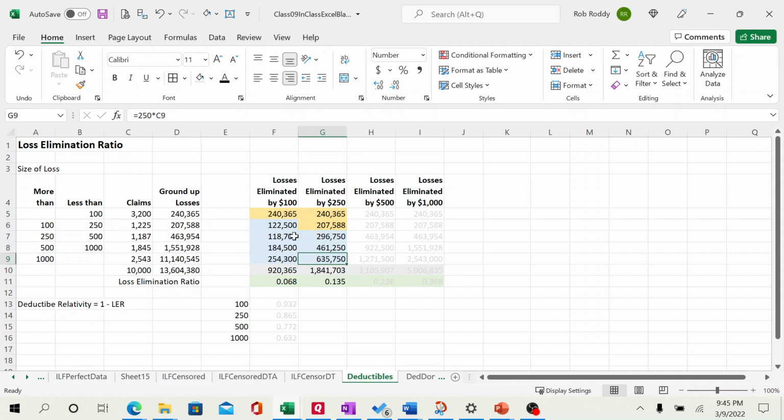Does everybody see what we're doing here? Hopefully you do. You add up the losses. It'll be eliminated 13.5% of the losses from going to $250,000. We eliminated $1.8 million of loss of the total of $13 million of the losses. That's what the loss elimination ratio is. Just the ratio of losses eliminated.